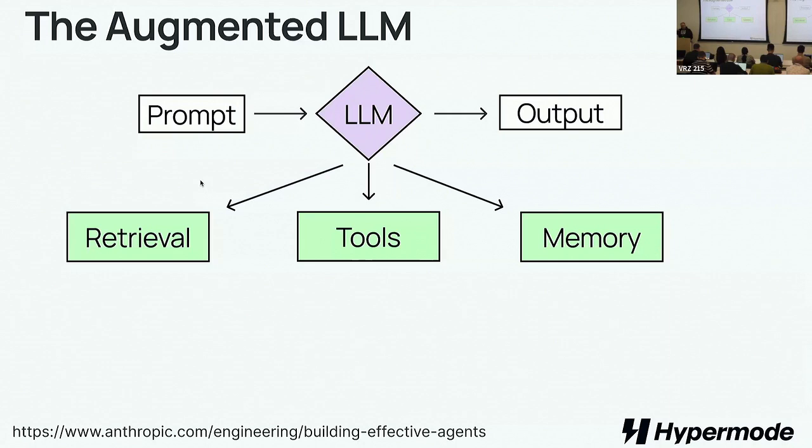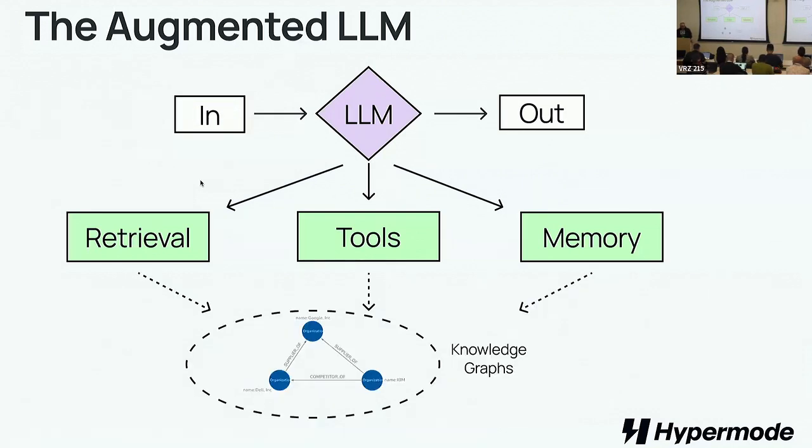And then this isn't just a one-off, right? There's often a chain of interactions with the user or with another agent or LLM. So we need some concept of memory based on the previous interactions with the model. And really there are cases for knowledge graphs in each one of these steps.